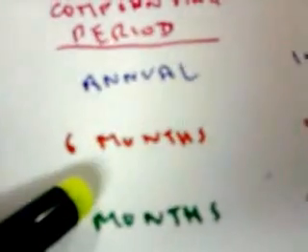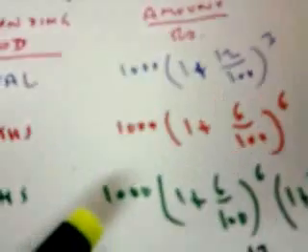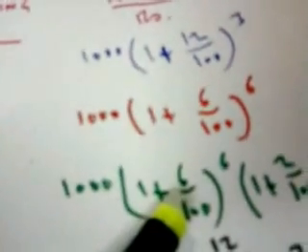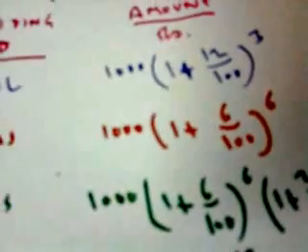Suppose I put the money for 3 years 2 months at 6 monthly compounding, then what happens? Well, for the 3 years I get the same as the red one, 1000 into 1 plus 6 by 100 to the power 6. What about the extra 2 months?